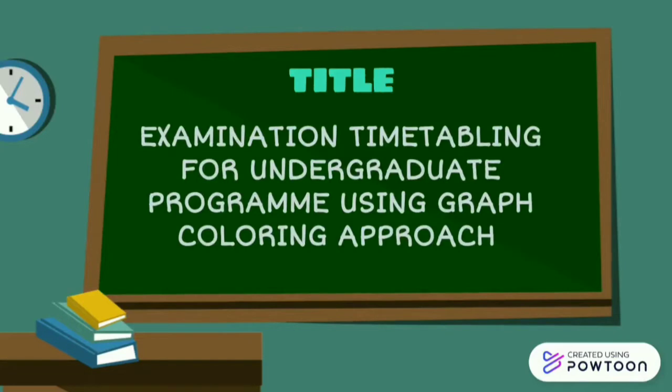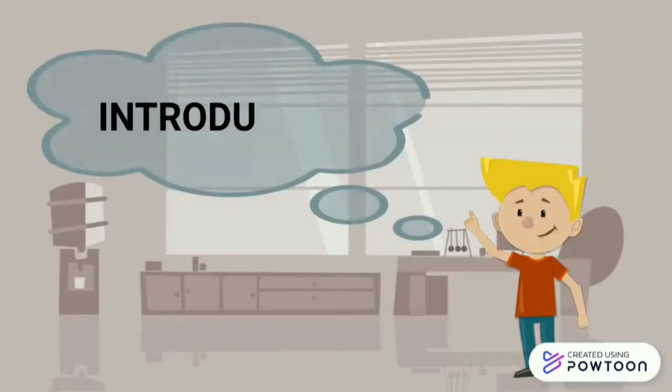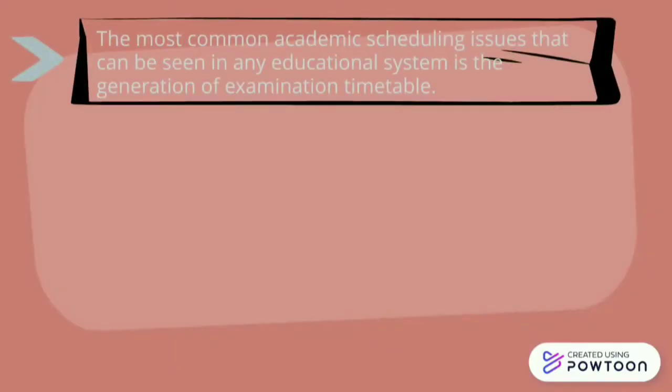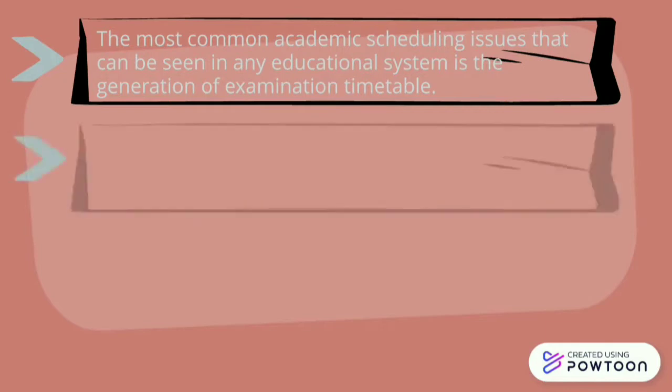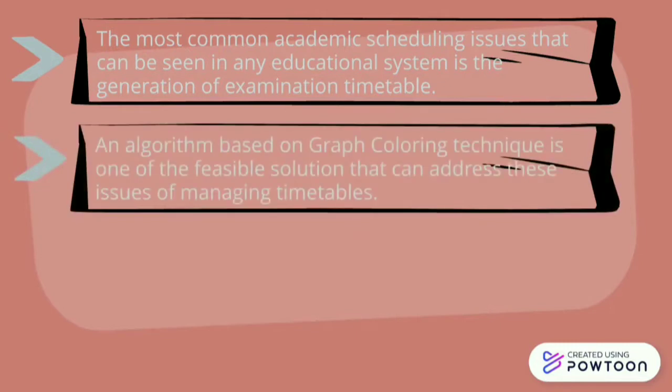Examination timetabling for undergraduate program using graph coloring approach. One of the most common academic scheduling issues that can be seen in any educational system is the generation of the examination timetable. An algorithm based on a graph coloring technique is one of the feasible solutions that can address this issue of managing timetable.